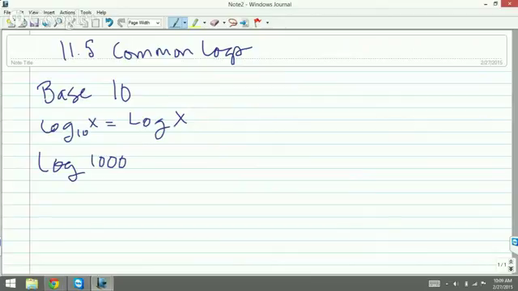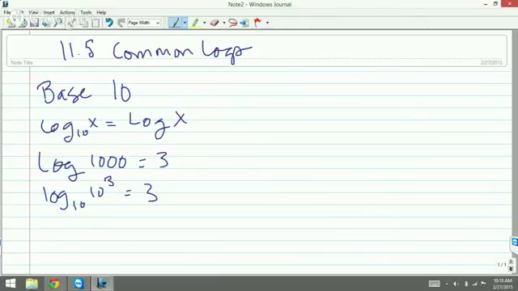Log 1,000 is 3. That one you don't even need a calculator for, because it's log base 10, and this is 10 to the third power. So again, logs: what exponent do you need on 10 to get 1,000? That's the question. 10 to what power gives 1,000? Just a definition, log base 10.